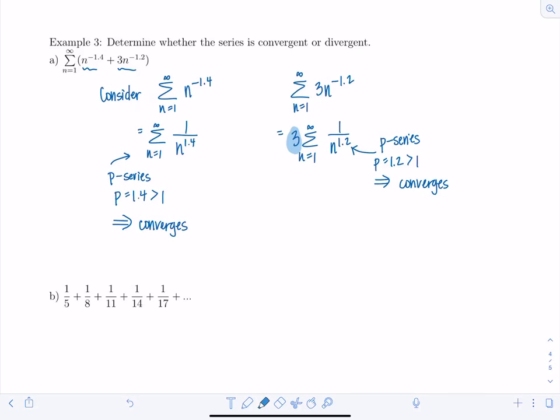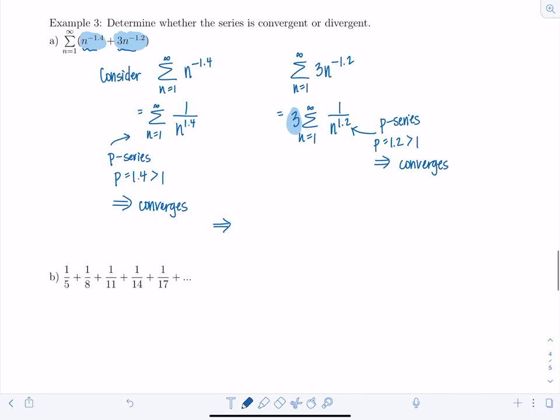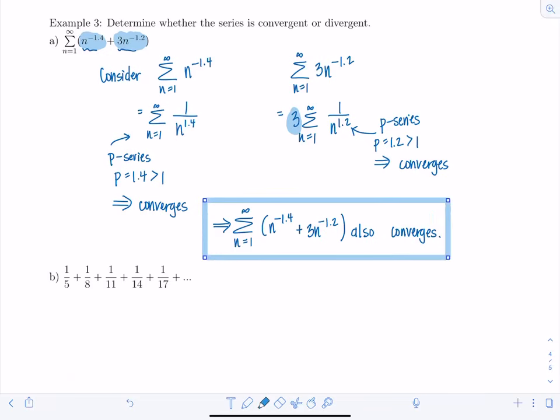So what can I say now, since I know this part of our sum converges as well as this part? Well, now I can put them together. We have one of our infinite series properties, a theorem from earlier, that says this means that the sum n equals 1 to infinity of n to the negative 1.4 plus 3n to the negative 1.2 also converges. Rewrite the original exactly how you saw it. Don't change a thing. All right, nice. Now don't be lazy. Don't just say converges, or draw an arrow. You must rewrite the original exactly as you saw it. Beautiful.